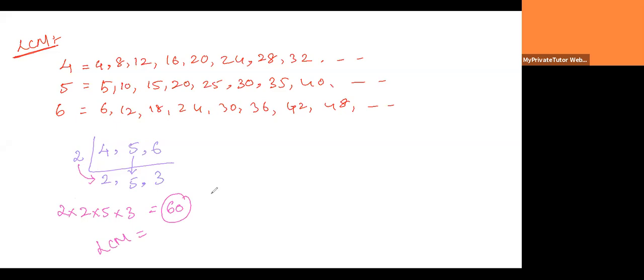So which means you need to write up to 60 for each one to find the least common multiple if you are using the previous method. But in this method, see how fast we found it. Let's try one more question.